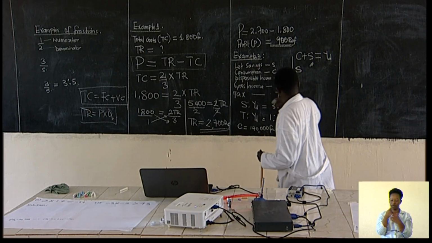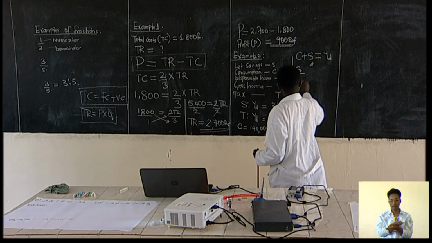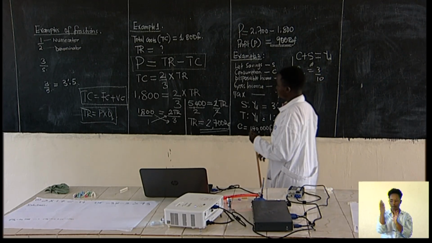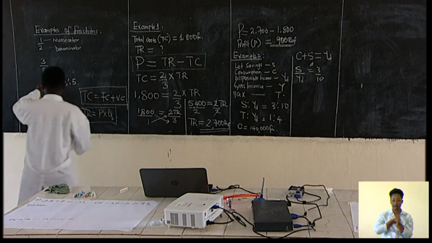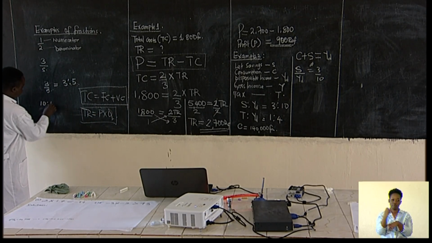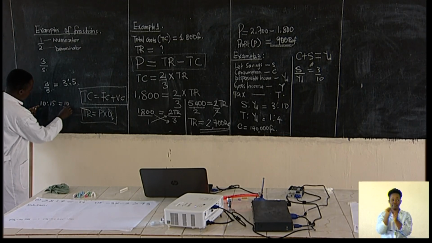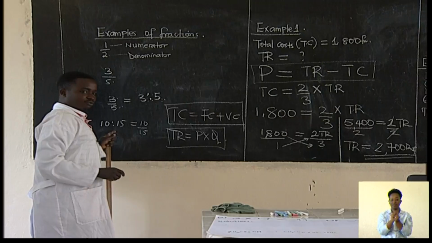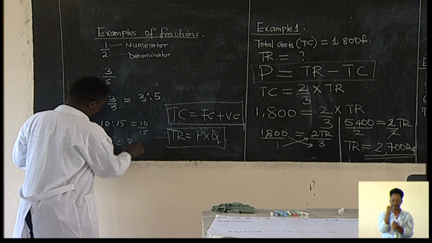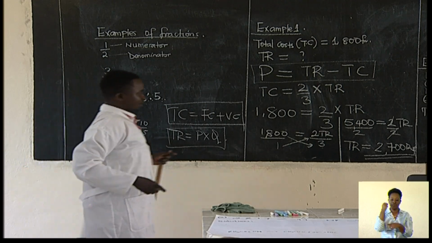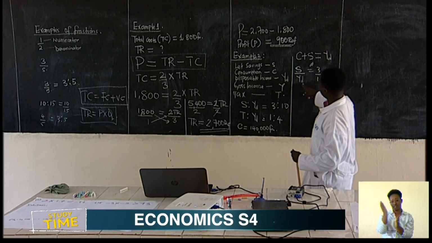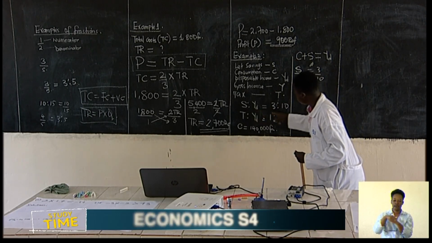We can say savings over disposable income should be equal to 3 over 10. Remember, I've said if we have a ratio like 3 out of 5, it is the same as 3 to 5. If it is 10 to 15, this is the same as 10 out of 15. You have to know this. So savings out of disposable income is 3 out of 10 from this statement.